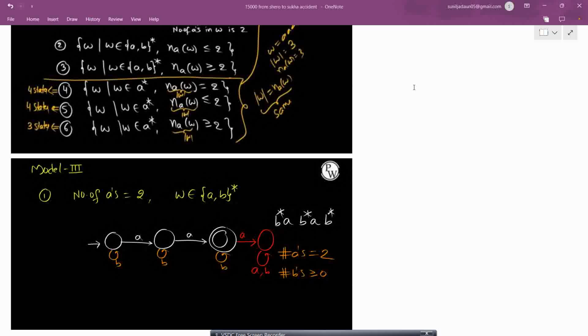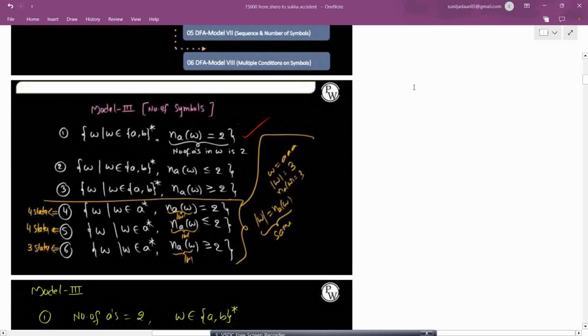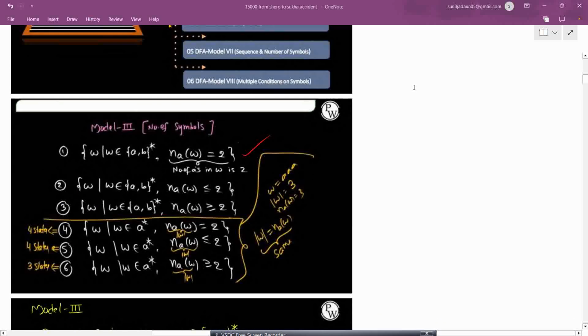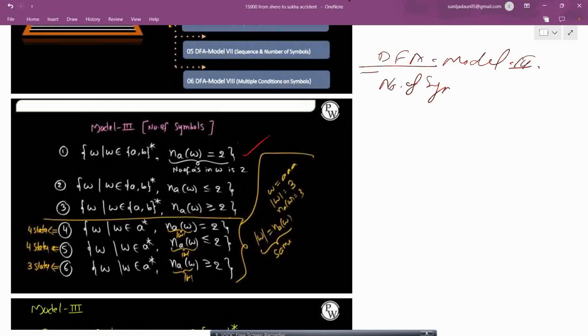Today we are going to discuss model 3 of construction of DFA, DFA model 3, right? So model 3 is about number of symbols, alright? Number of symbols in a string.